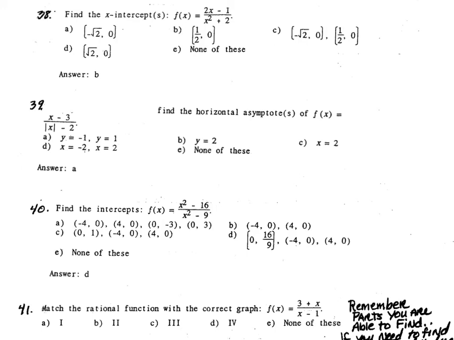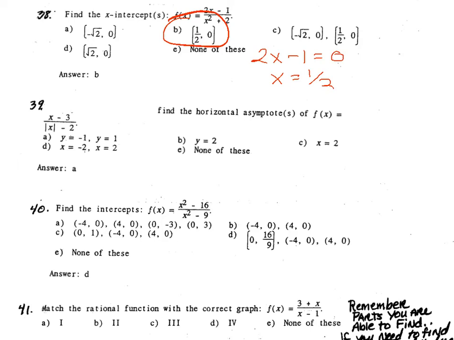Number 38, we want to find the x-intercepts, and in order to do that, we set the top equal to 0. So we'll get that x equals 1/2, and that will be our only x-intercept. So our answer is B.